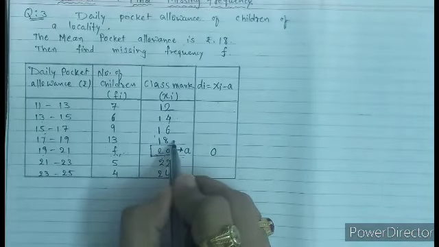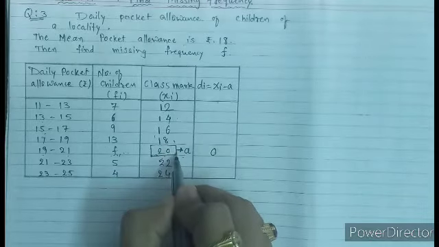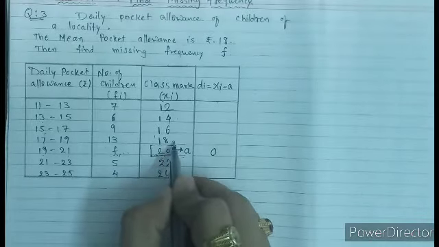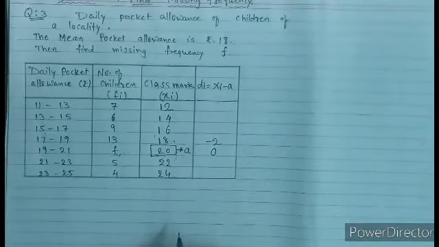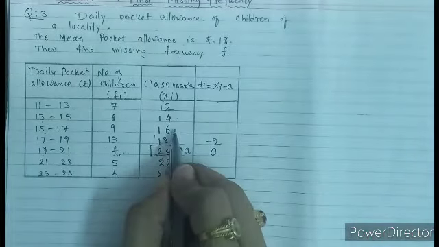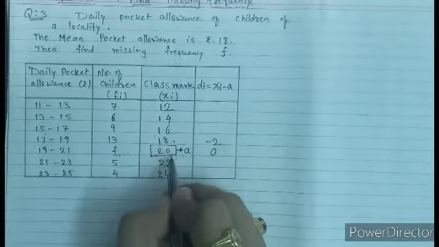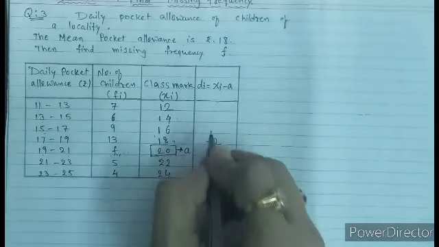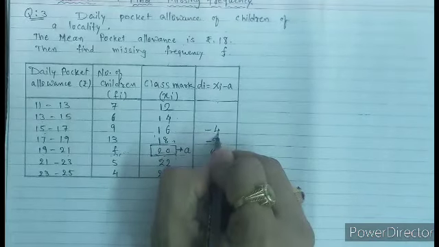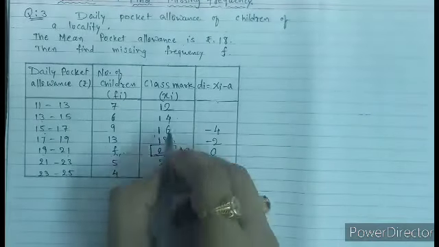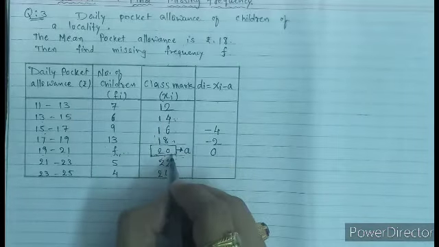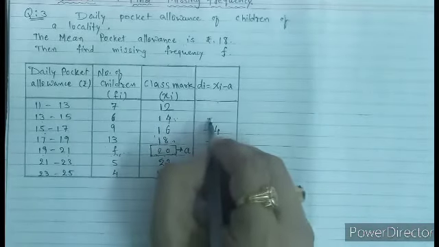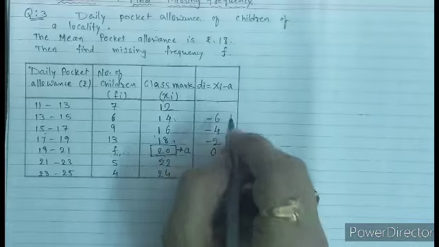Here xi is 18 and a is 20. So xi minus a equals 18 minus 20, which will be minus 2. Then at its upper level, xi is 16, a is 20, 16 minus 20 is minus 4, so di equals minus 4. Then its upper value, xi equals 14, a equals 20, 14 minus 20 equals minus 6, therefore di equals minus 6.